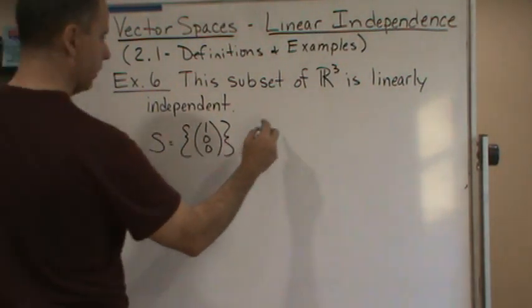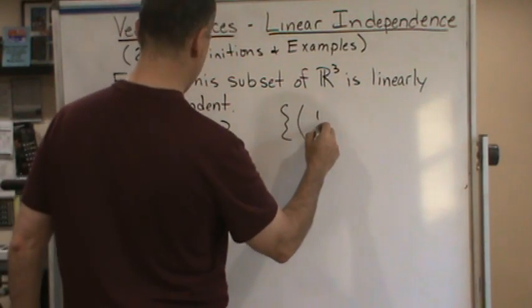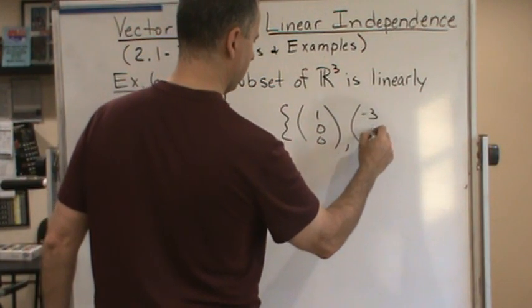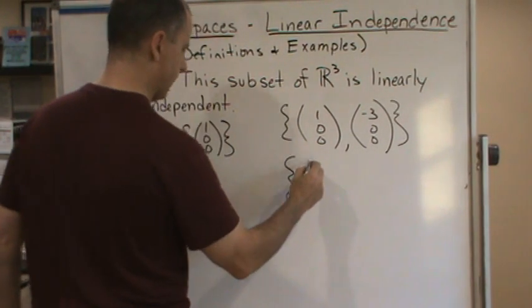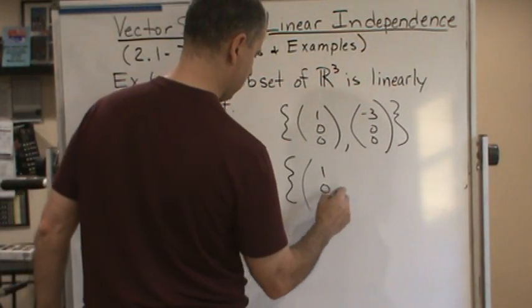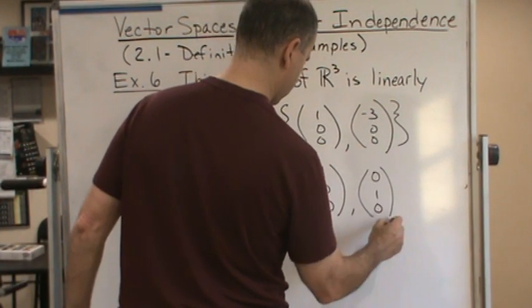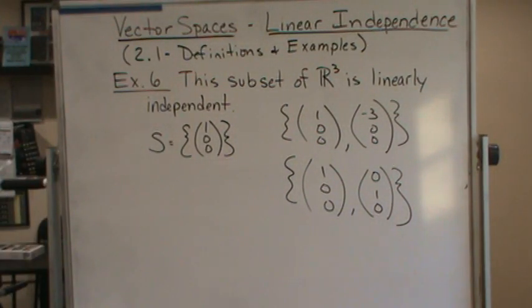We'll say the set of 1, 0, 0. And then we'll consider the set, that set. Okay, so now both of these are supersets of set S.